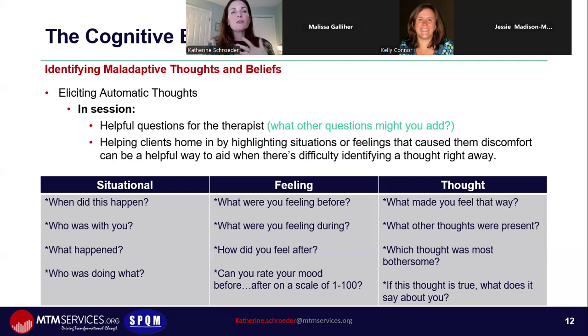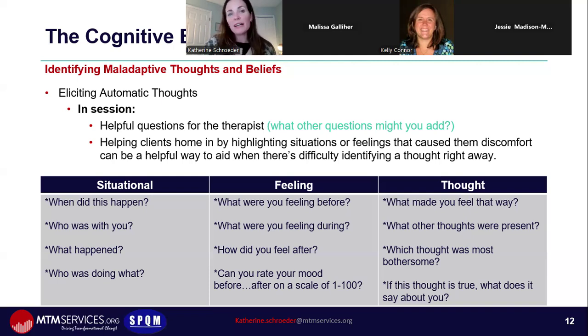Because when we're eliciting those automatic thoughts, we want to get as many as possible to start. We want to go, what else did you think? What else? What other thoughts were present? Once we have all those thoughts, then we can say, okay, which one was the most bothersome? And then start to get into, okay, if it's true, then what does it say about you? We'll start identifying more. What are the thoughts really about?